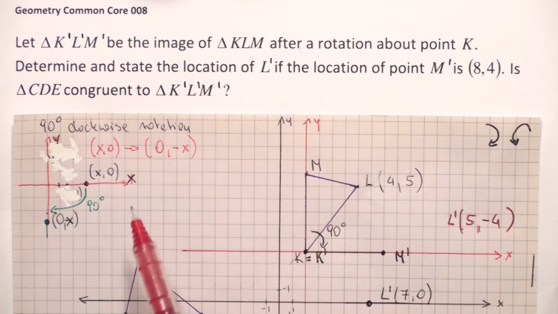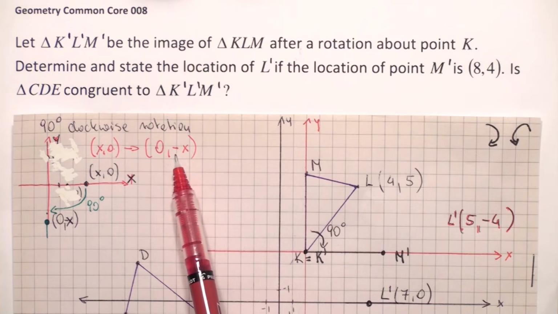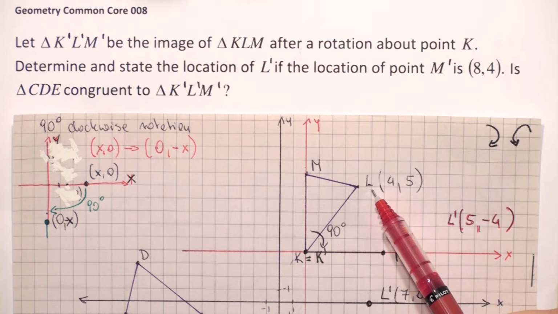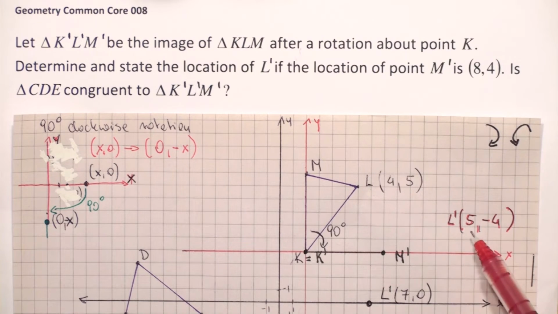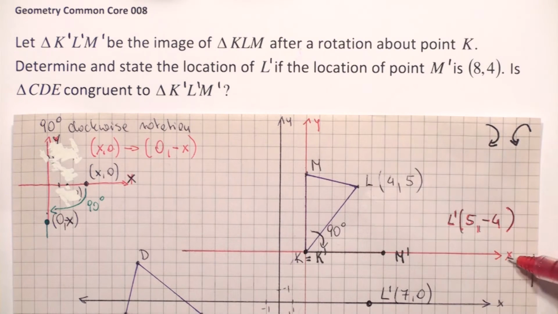When we have a clockwise rotation, we change coordinates and the y coordinate has to have a negative sign. So when we have the given L coordinates 4, 5, we have to change to 4, negative 5; the y coordinate we have to add a negative sign. This is point L prime on the xy red plane.